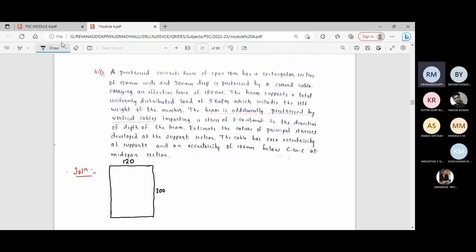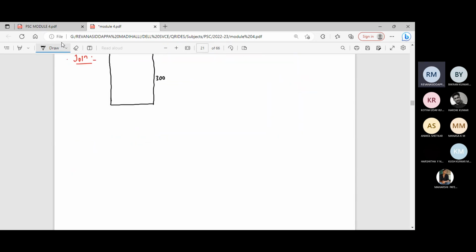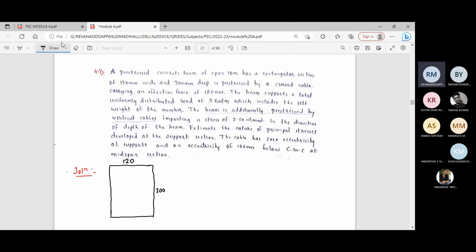Pre-stressed by a curved cable carrying an effective force of 180 kN. The pre-stressing force P is equal to 180 kilonewton. In terms of Newton, it is 180 into 10 power 3 Newton. The beam supports a total uniform distributed load of 5 kilonewton per meter, which includes the self-weight of the member. Including the self-weight, the load is 5 kilonewton per meter.